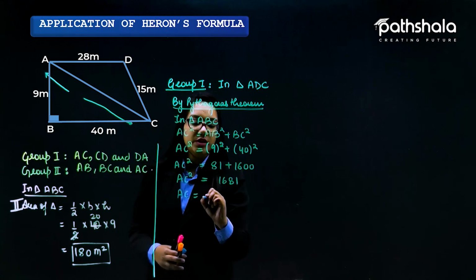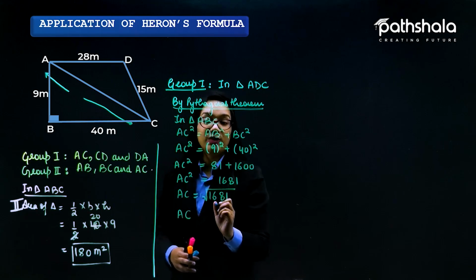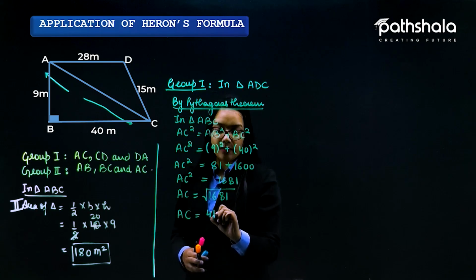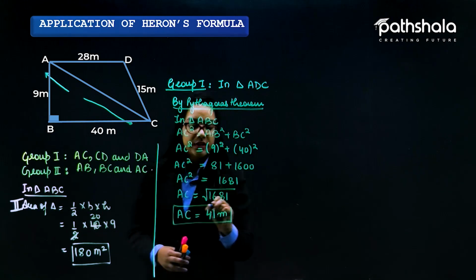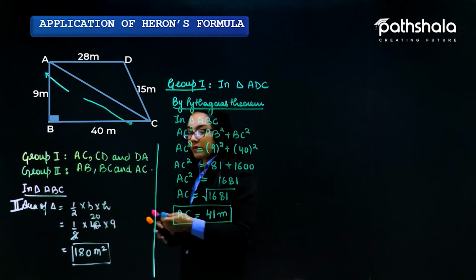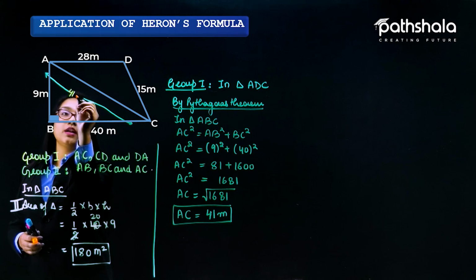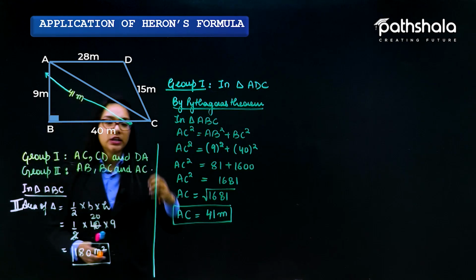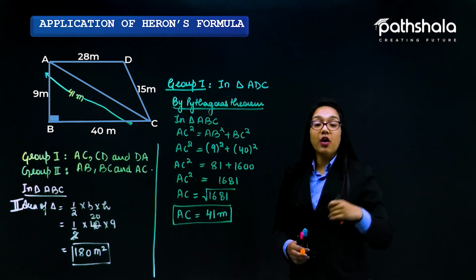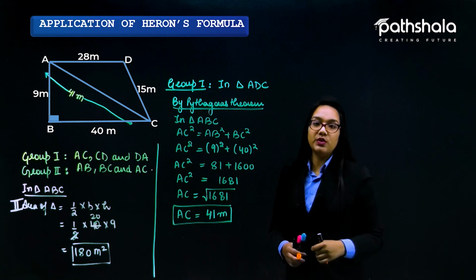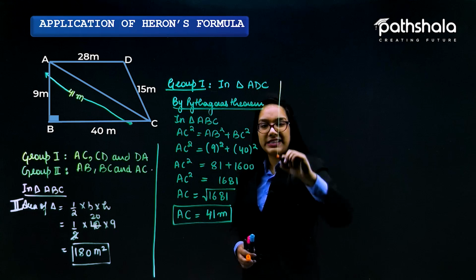So AC is the square root of 1681, and we do know the square root of 1681. It is 41. So this is 41 meter. Hence we have calculated the hypotenuse as 41 meter. Let me write it over here, this is 41 meters. Now that the third side is given to us, we can calculate the area of this triangle using Heron's formula.